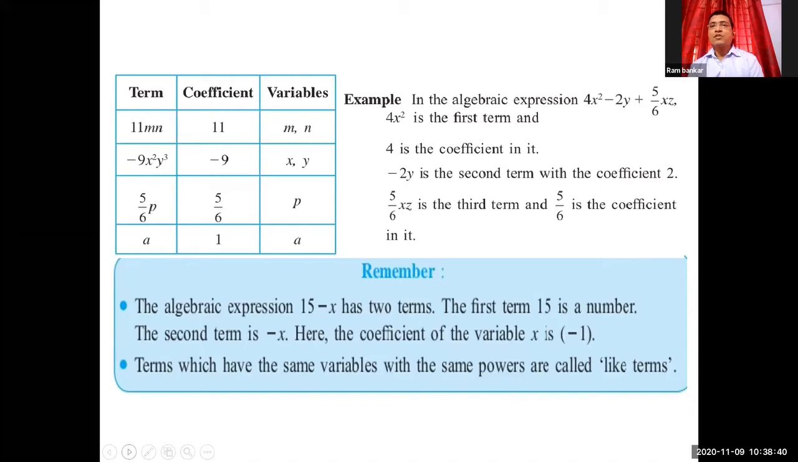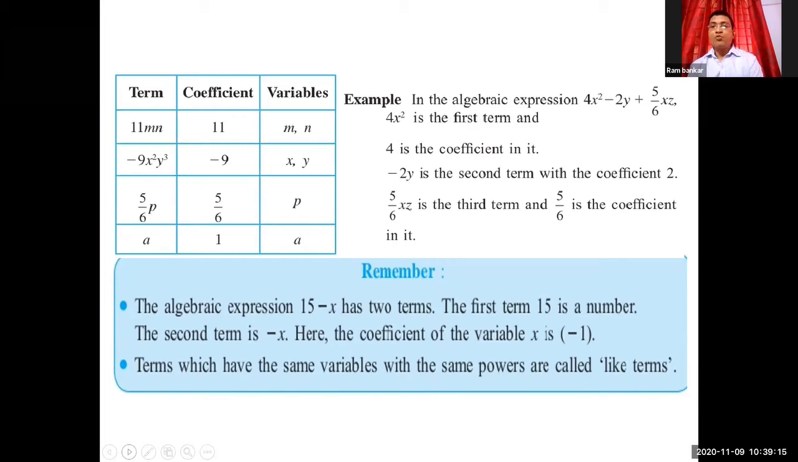Okay, look at the blue box at the bottom of this page. Remember the algebraic expression 15 minus x. This is the example given. 15 minus x has two terms. The first term, 15, is a number. I already told you, students, a number is also a term. The first term 15 is a number, and the second term is minus x. Here the coefficient of the variable x is minus 1.